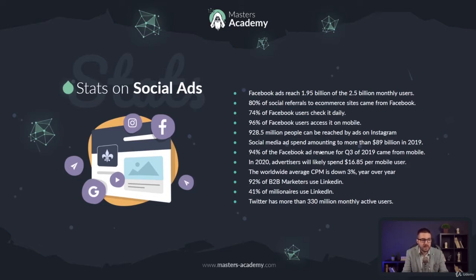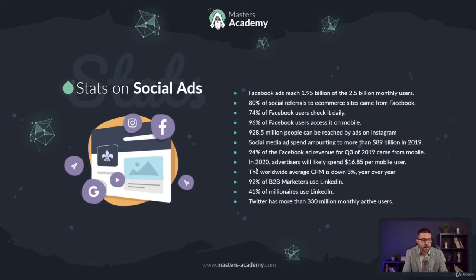Social media ad spend amounted to more than $89 billion in 2019, and we believe that in 2020 it will go over 100. So people spend a lot of money on social ads, and there's a reason to do that. Also, 94% of the Facebook ad revenue for the third quarter of 2019 came from mobile. You again see that big focus on mobile.